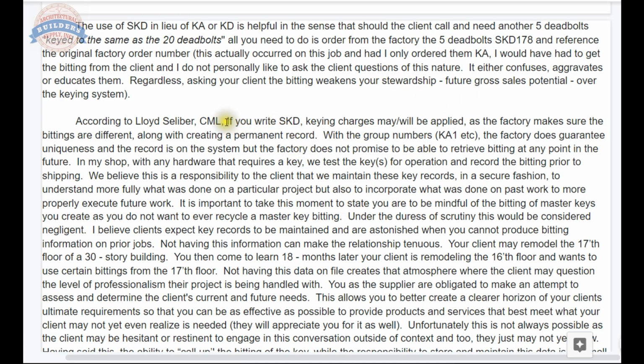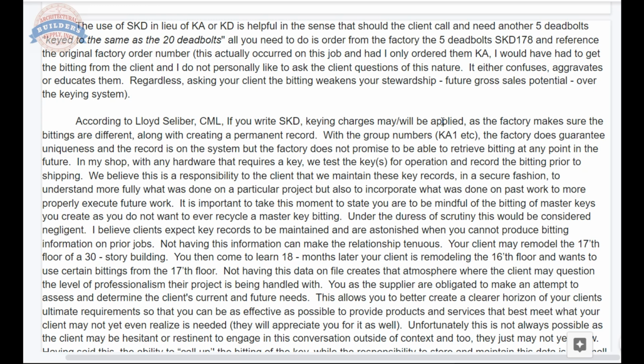Basically, it boils down to this. If you write SKD, keying charges may and will be applied, as the factory makes sure the biddings are different, along with creating a permanent record. Well, that's the important part. They are ensuring the integrity of the system.